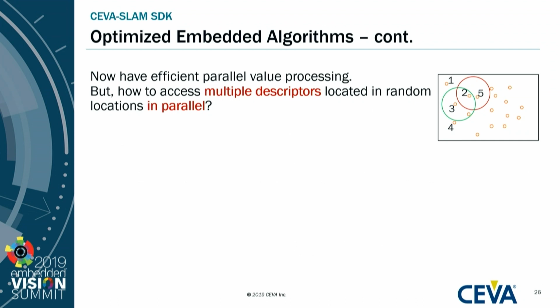Now we have efficient parallel processing, but we need somehow to access multiple descriptors in parallel. We need to access 32 different locations in memory in parallel. Notice that there is no single data structure or layout that can solve this problem. We will need to access different groups of candidates in different parts of the calculation. For example, access the descriptor data of feature 2 and 5 in the red circle, and the next time, we need to calculate feature 2 and 3 in the green circle.